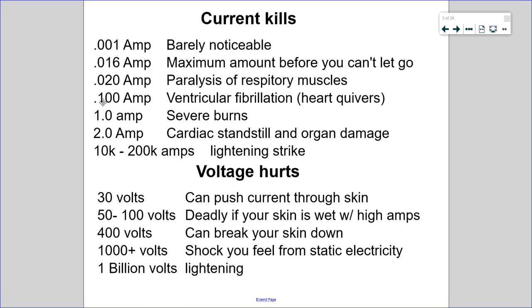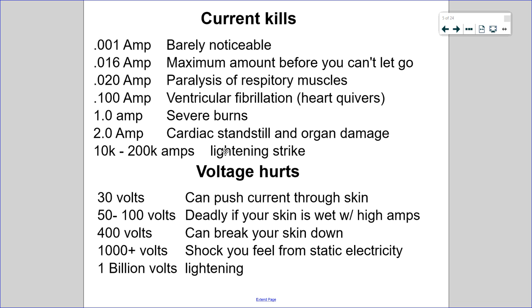A tenth of an amp is ventricular fibrillation. So your heart starts getting electrical signals and it starts beating rapidly or not in the rhythm that it's supposed to be beating at. 1 amp will lead to severe burns. 2 amps will make your heart stop. It will cause cardiac arrest and it can burn your other organs. 10,000 to 200,000 amps is about the amount of amperage that's in a lightning strike.